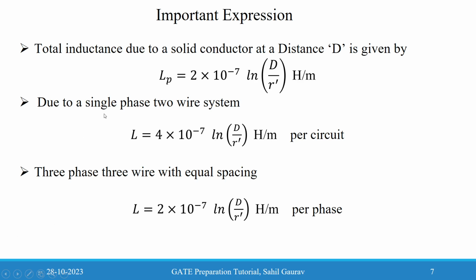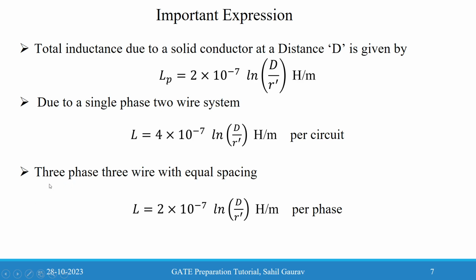So in this single phase two wire system, the examiner may ask about only a single conductor. Then you have to use the first expression only. If they ask about the total inductance, that is per circuit, then you have to multiply by 2, right?